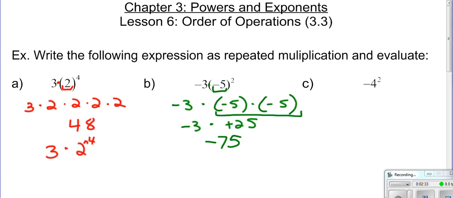In the last example, we have -4 to the power of 2. Now, I hope you notice that there are no brackets, so the negative is not part of the base. So we have negative 4 times 4, or negative 16.